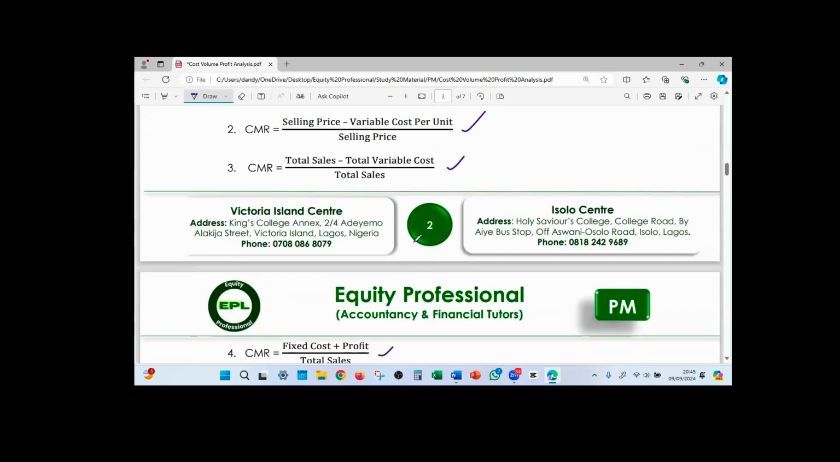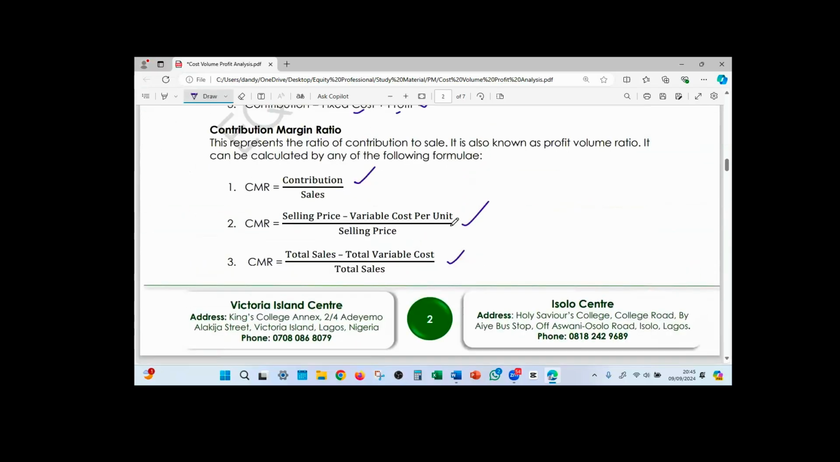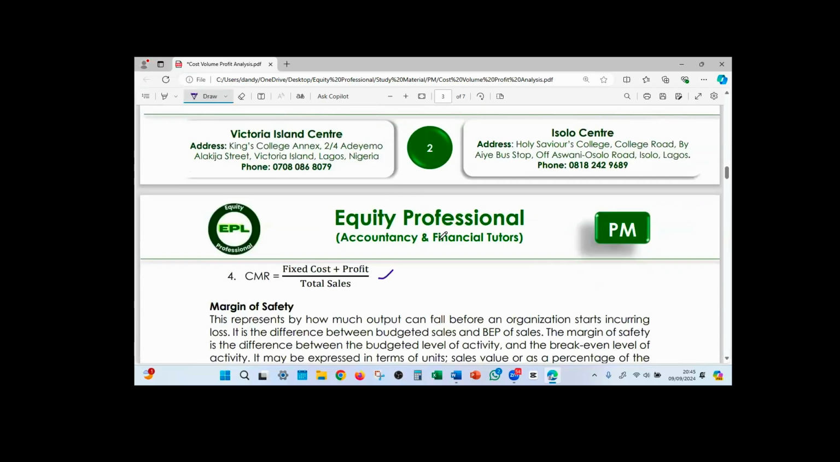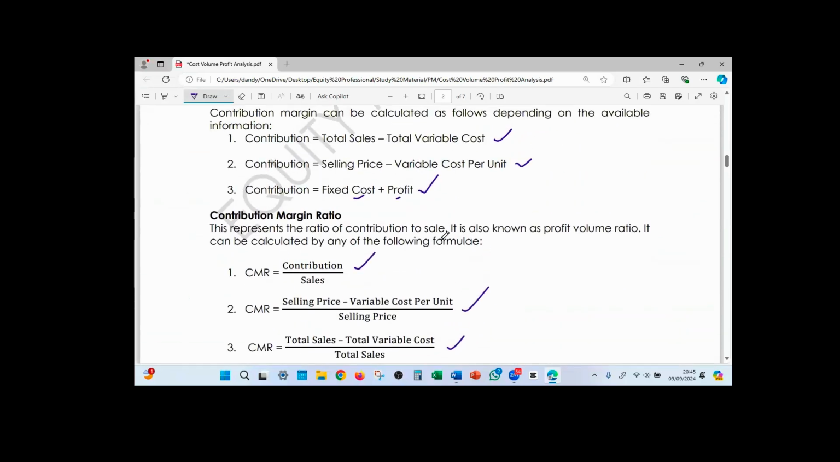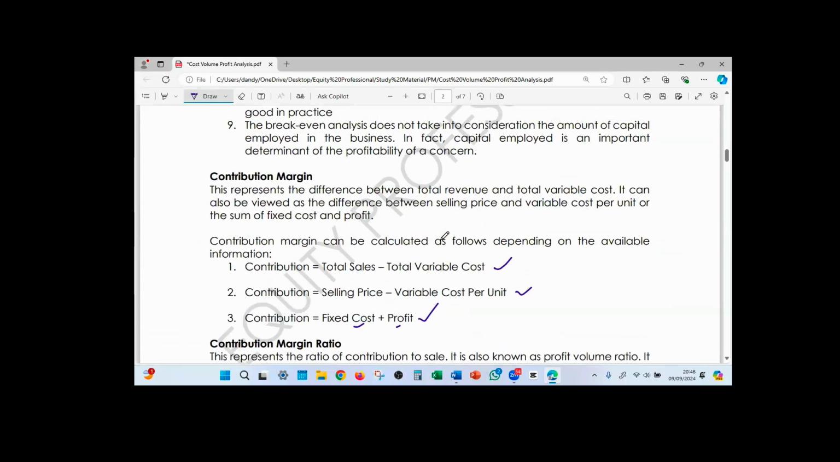So you have to master all these formulas because you don't know what information will be available on the day. That's why you have to take your time to review all the relevant formulas. These are the basic things you need to understand. There's one more calculation that we are going to talk about, which has to do with the objectives of CVP analysis.